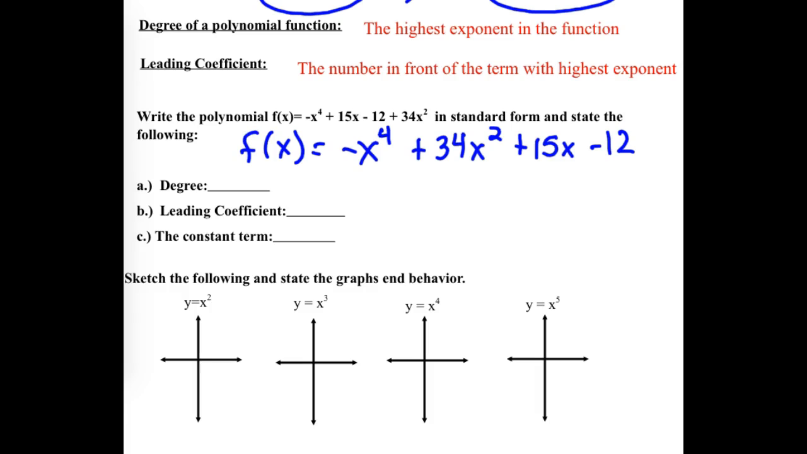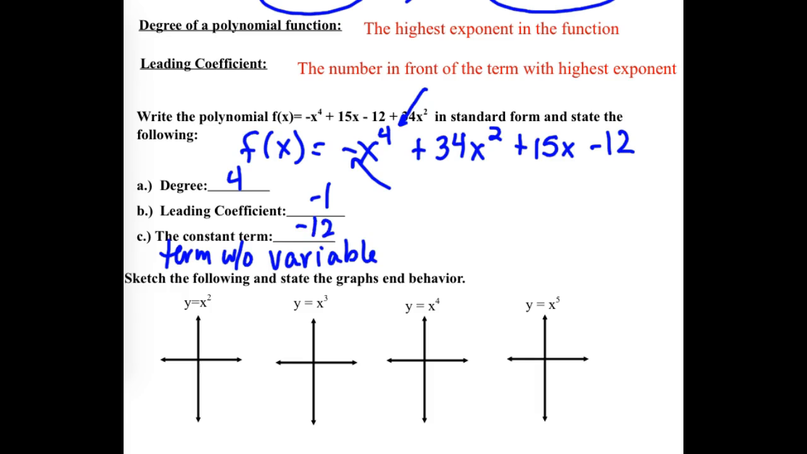Okay? All right, then they've asked us to determine the degree. The degree, remember, is your highest power. So in this case, we look at our first term here, since we've put it in standard form, highest power down to lowest. Our degree would be 4. The number in front of that term is this -1. So that would be our leading coefficient. Our constant term is the one that has no variable. So in our example here, that would be my -12.